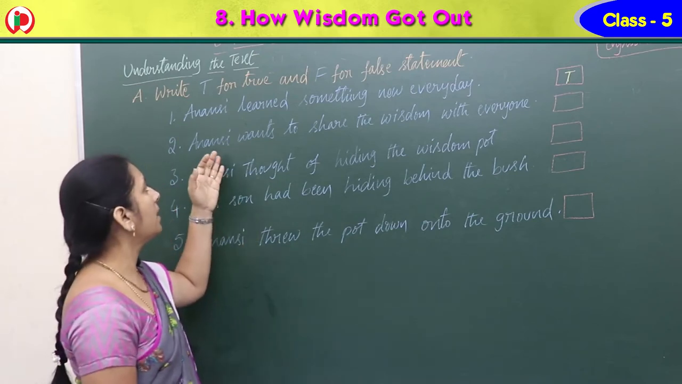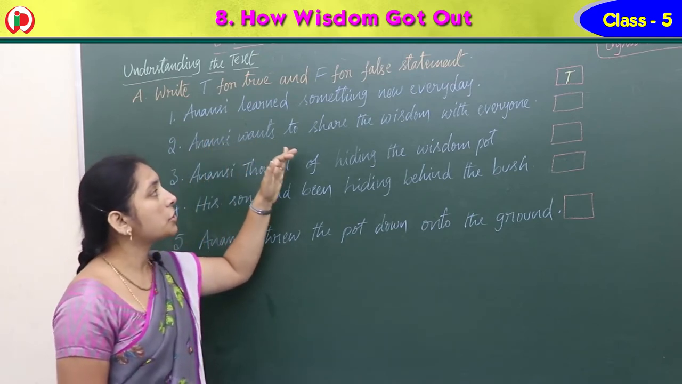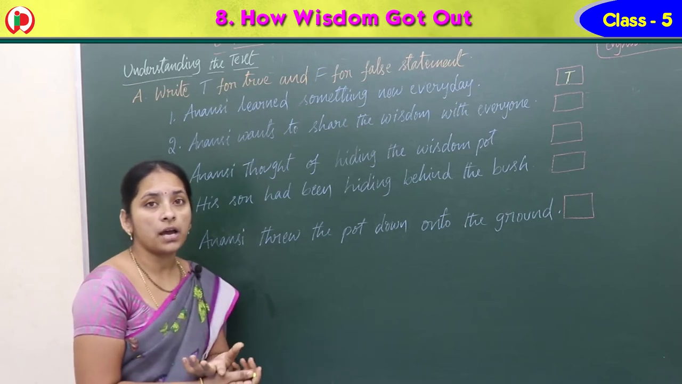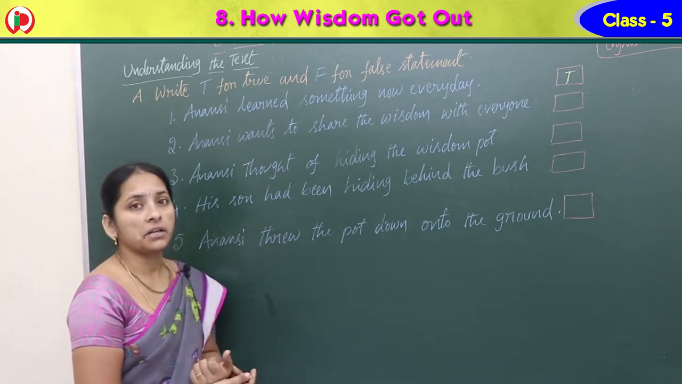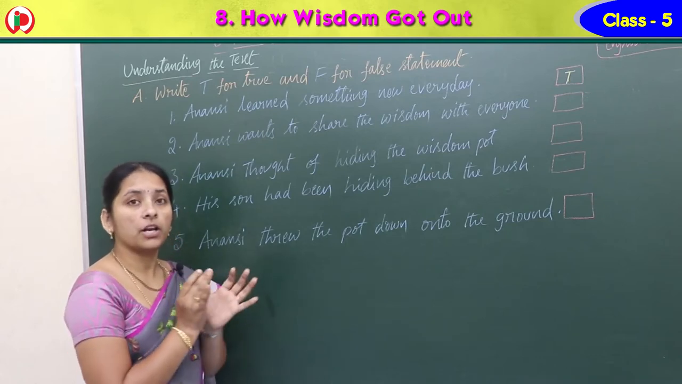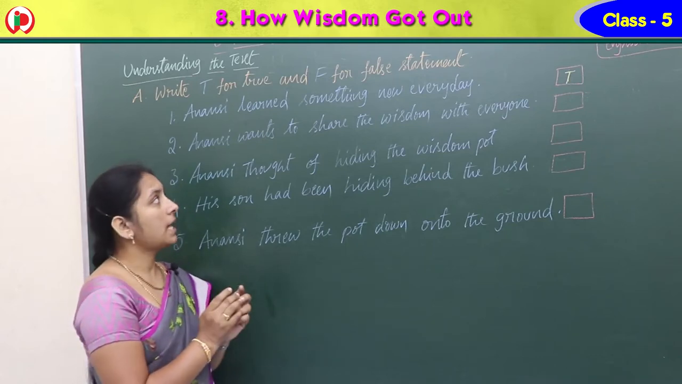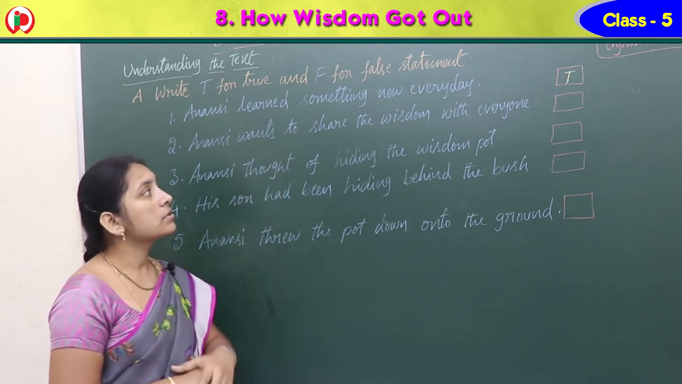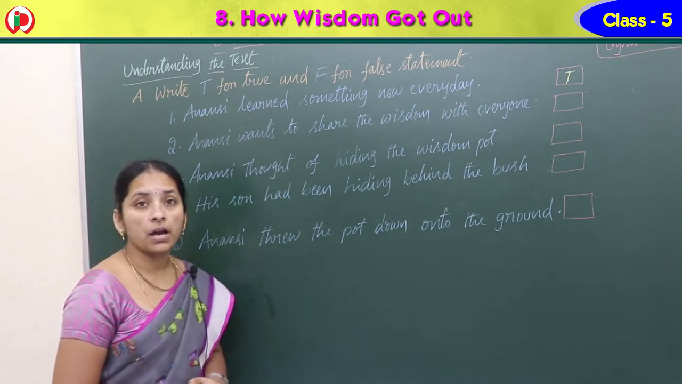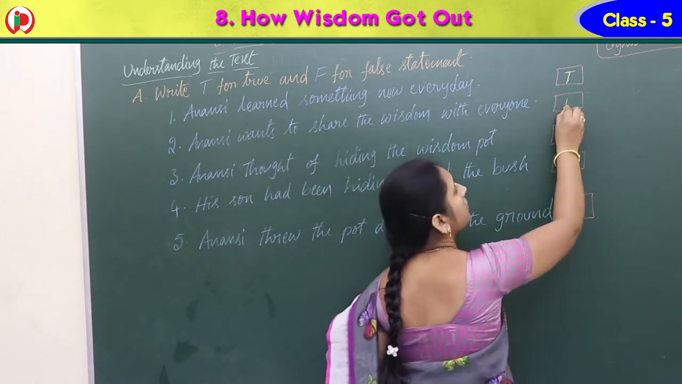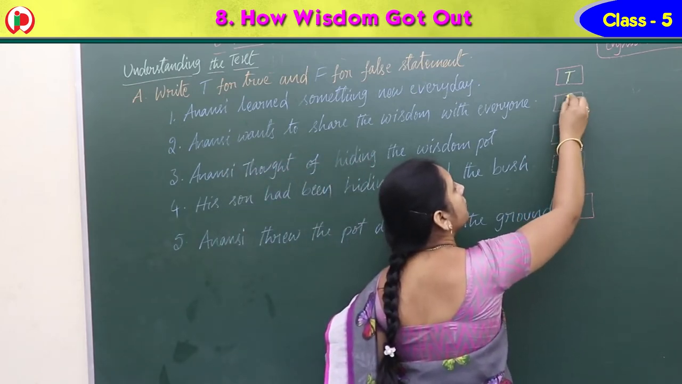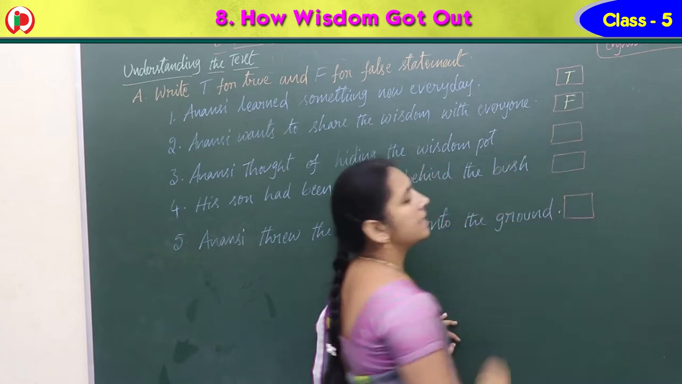And see the second one. Anansi wants to share the wisdom with everyone. Did he want to share with everyone? Never at all. He keeps the knowledge part with him only. Na? So that's why, Anansi wants to share the wisdom with everyone, no, it's wrong. So false statement. Then we should write F. False statement, we should write F.